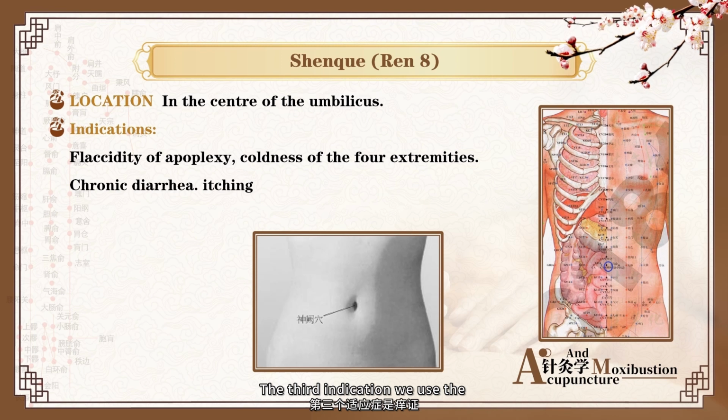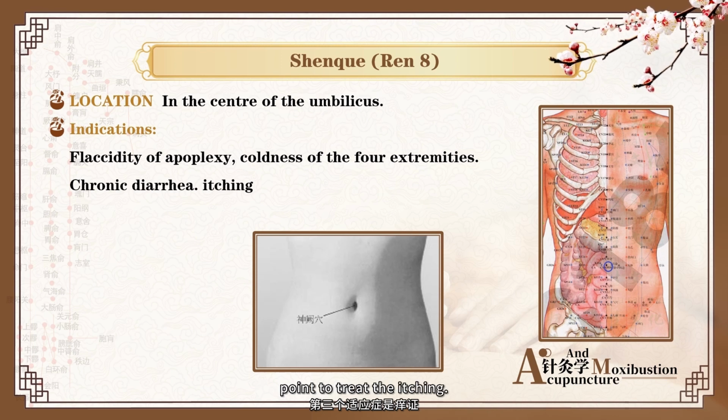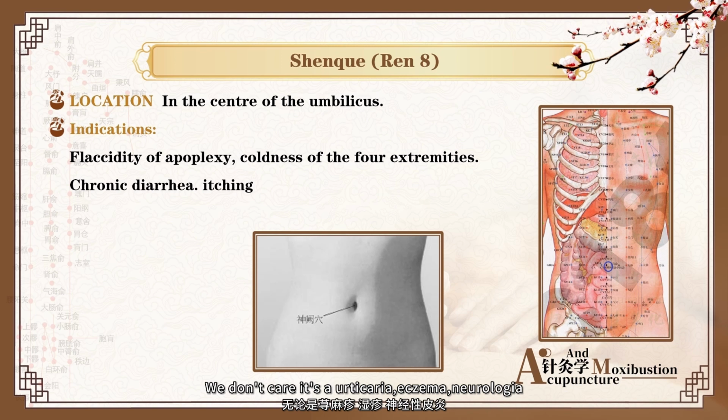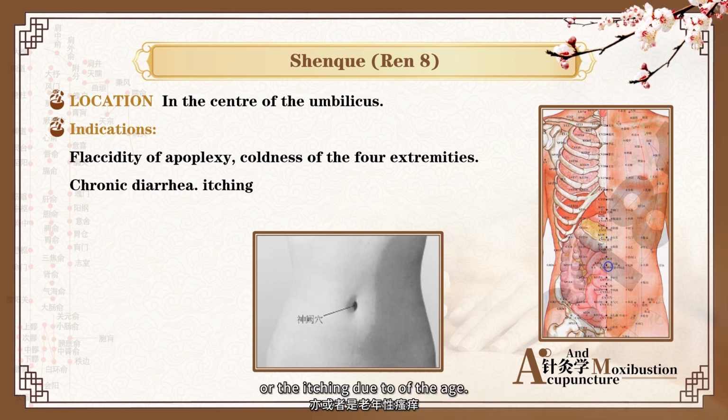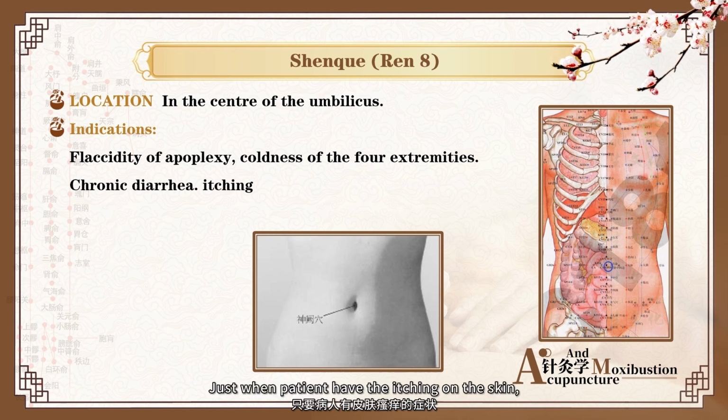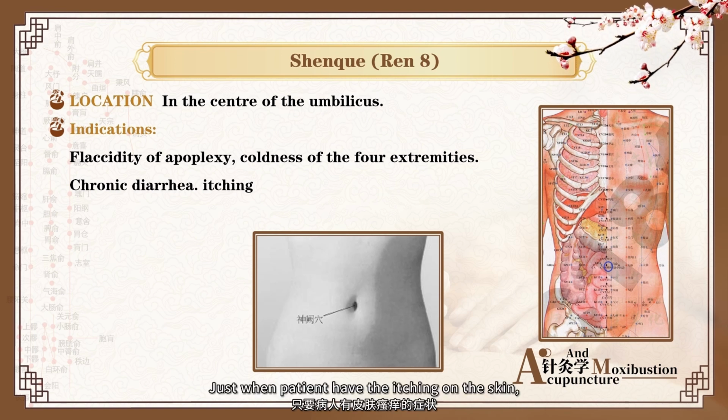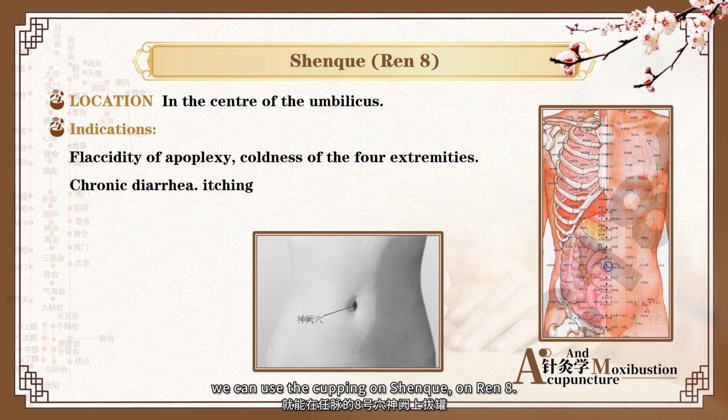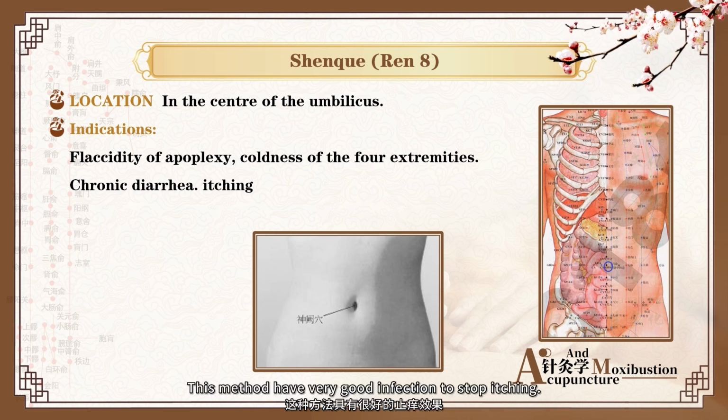The third indication: we use the point to treat itching. We don't care whether it's urticaria, eczema, neurodermatitis, or the itching due to old age. Whenever the patient has itching on the skin, we can use cupping on Shen Que, on Ren 8. This method has a very good effect to stop itching.